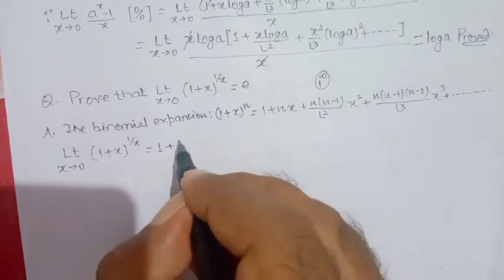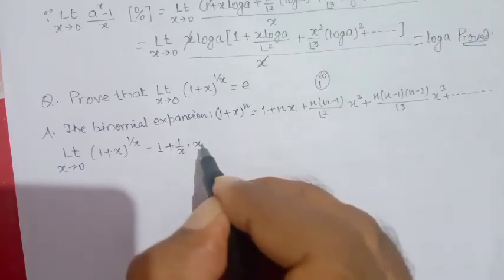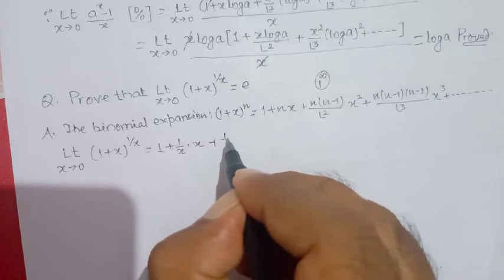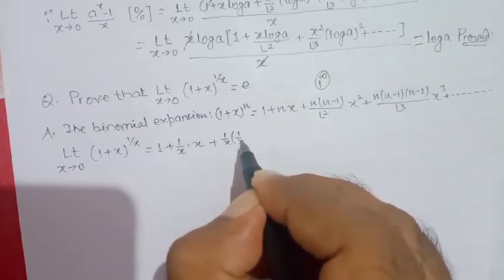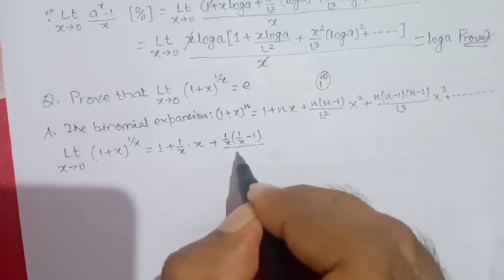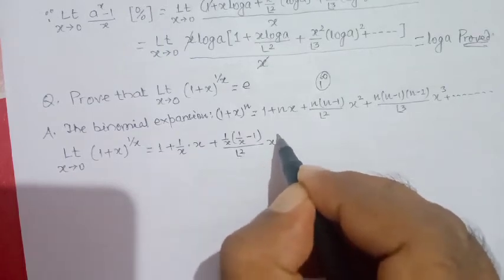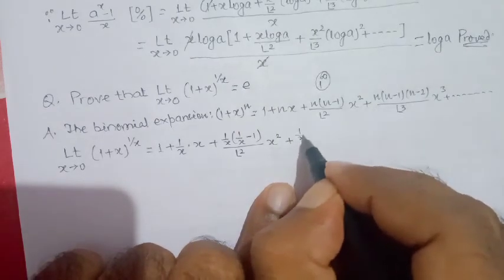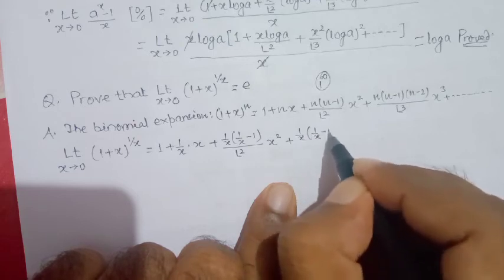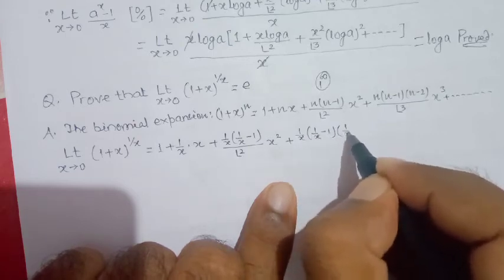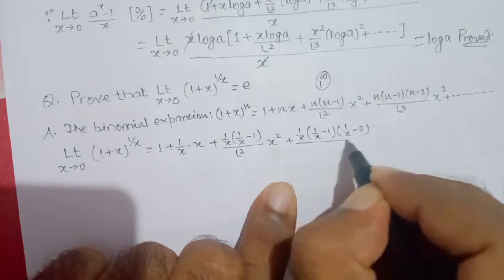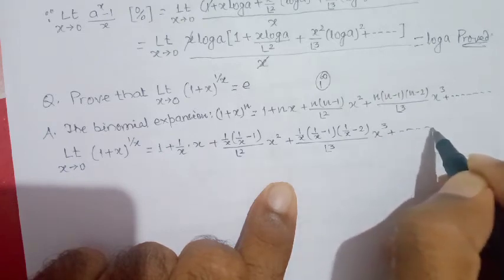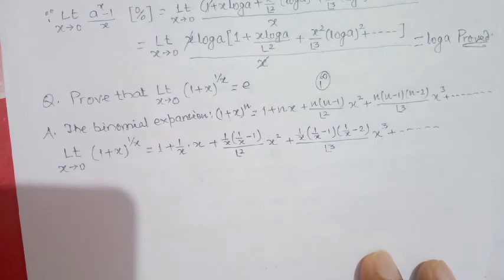Here n x means 1/x into x, plus (1/x)(1/x minus 1)/factorial 2 into x square, plus (1/x)(1/x minus 1)(1/x minus 2)/factorial 3 into x cube, plus higher powers of x. Simplify this one.